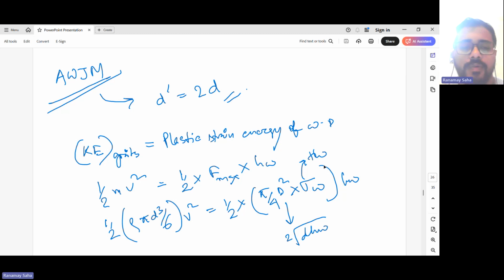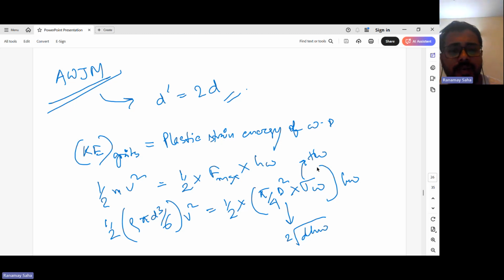So here we are talking about abrasive water jet machining. You have been asked that if the diameter of the grains is doubled, what effect will it have on the MRR, material removal rate? So let's look at how to go to that solution.